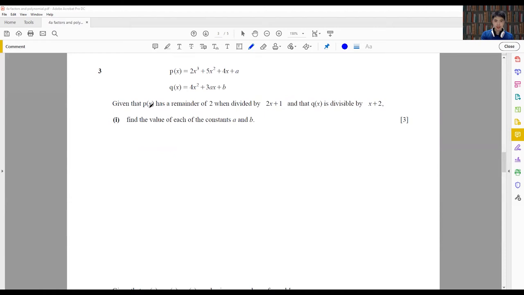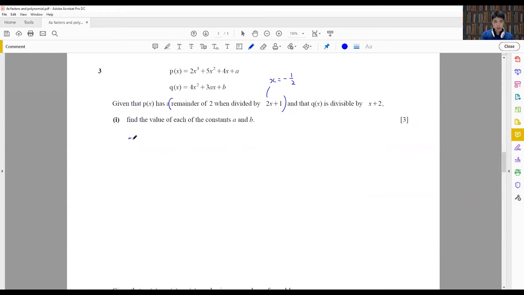Given that p(x) has a remainder of 2 when divided by 2x plus 1 and q(x) is divisible by x plus 2, find the value of each of the constants a and b. What this part basically says is that when p(x) has a remainder of 2 when divided by 2x plus 1, it simply means x is equal to negative 1 over 2. And when you substitute x into this equation, you would get an equation that equals 2.